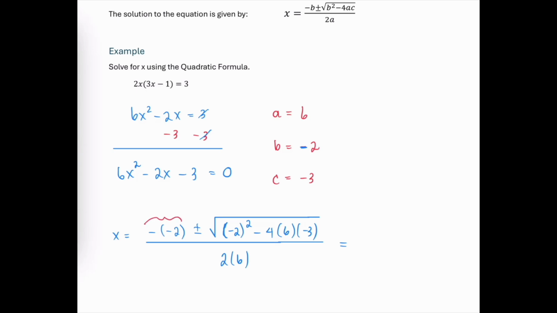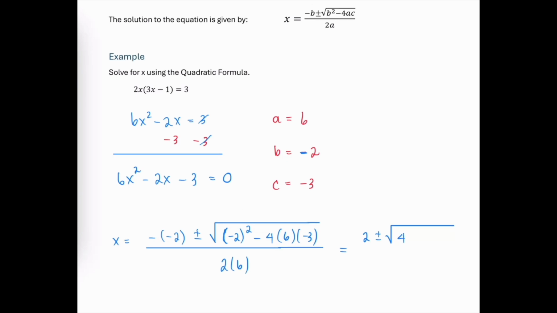We'll start with the opposite of b, which is the opposite of negative 2, which is positive 2, plus or minus the square root of. Here we have negative 2 quantity squared, that's going to be a positive 4. And now from that, we're going to subtract this product. And this product is going to be a negative quantity, so we're going to be subtracting a negative. When we subtract a negative quantity, that ends up being addition. Notice that when we have 2 minus signs here in this product, we're going to end up with addition under the radical. So we're adding 4 times 6 times 3, which is 72. And in the denominator, we have 2 times 6, which is 12.